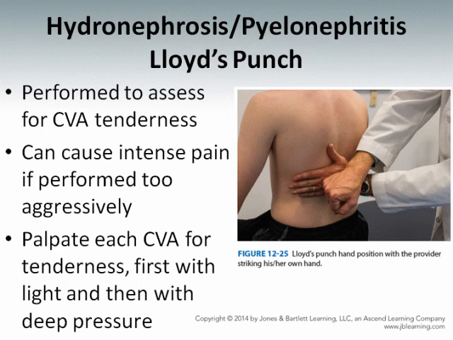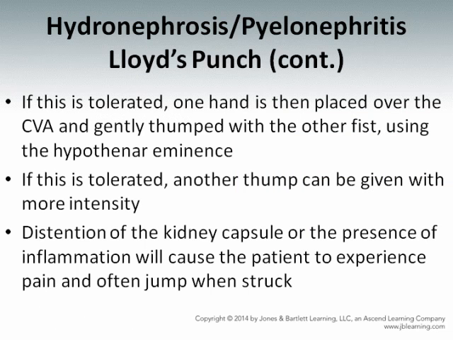For hydronephrosis and pyelonephritis, Lloyd's punch, you perform to assess for CVA tenderness. It can cause intense pain if performed too aggressively. Palpate each CVA for tenderness first with light and then with deep pressure. So when I do a tap, I always do it lightly on each side. If somebody has a pyelonephritis or a hydronephrosis, just a light tap will cause them pain. So if it's not causing them pain, I don't usually do a harder tap. But if it's tolerated, you can thump them a little harder.